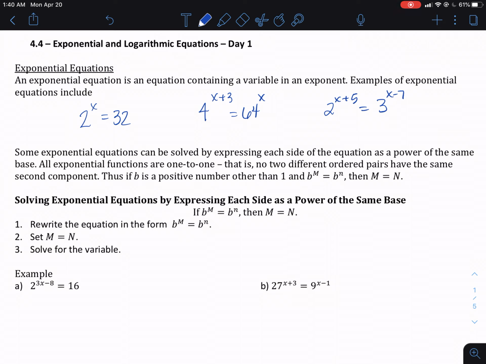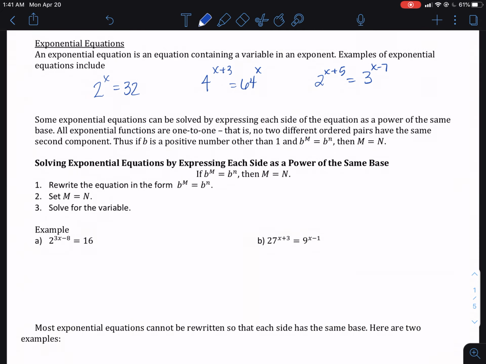Some exponential equations can be solved by expressing each side of the equation as a power of the same base. All exponential functions are one-to-one, that is, no two different ordered pairs have the same second component. So if b is a positive number other than 1, and b to the m power equals b to the n power, then m equals n. What that's saying is if they have the same base, the exponents have to equal each other, which is the property that allows us to solve these.